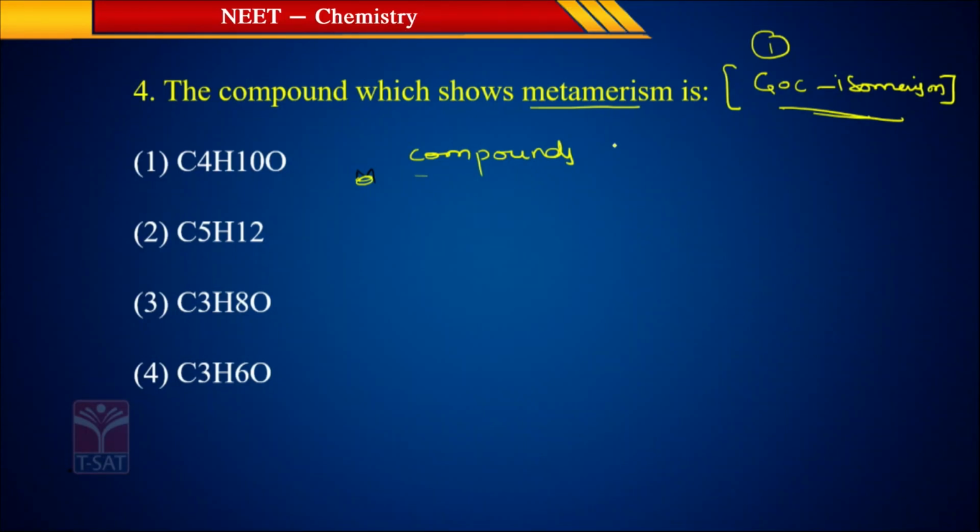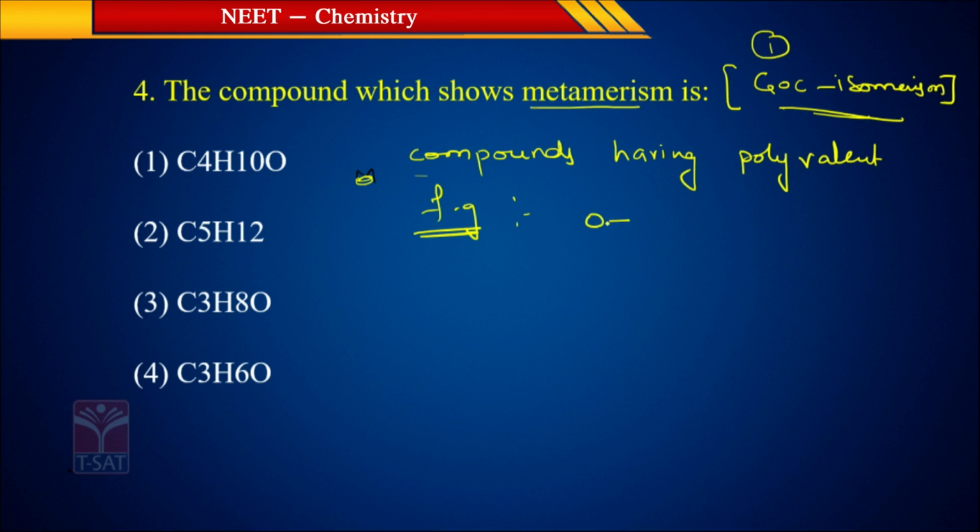So, here we are discussing metamerism in particular. Metamerism is a type of structural isomerism. Generally, isomerism is of two types: structural isomerism and stereoisomerism. Structural isomerism has different types: chain isomerism, positional isomerism, functional group isomerism, metamerism, like that. So metamerism is shown by compounds having a polyvalent functional group.